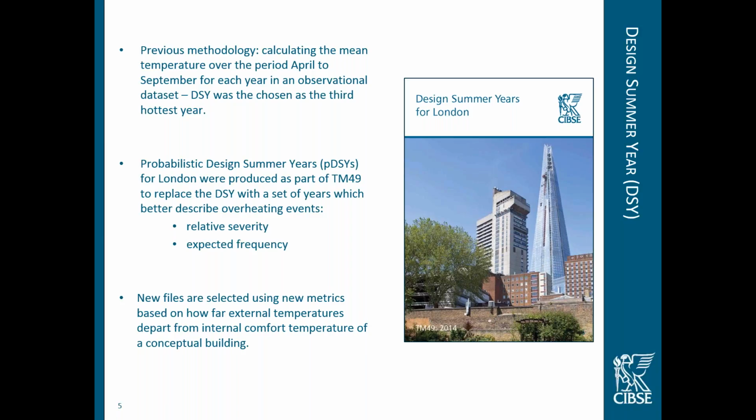So the new files are selected using new metrics based on how far the external temperatures depart from the internal comfort temperatures of a conceptual building. This conceptual building, which you can read more about in TM49 and also the Berserk papers, essentially uses the external temperatures as a proxy for the internal temperatures. So when you see changes in the external temperatures, such as heat events or heat waves, it's going to impact the amount of overheating within that building.